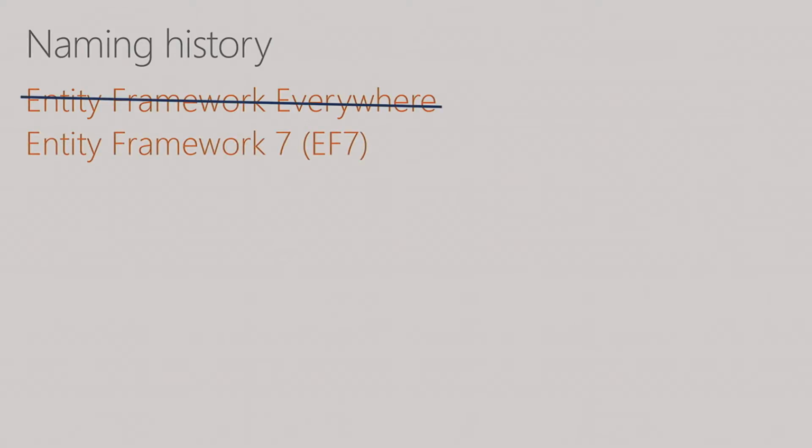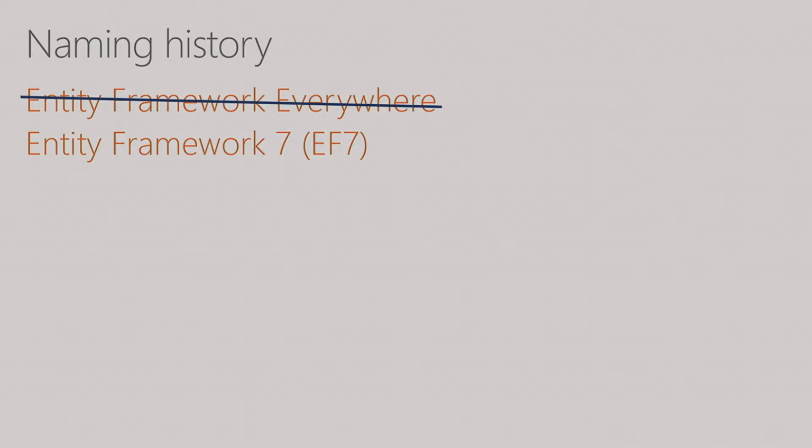All right, naming history. We started off a couple of years ago talking about Entity Framework Everywhere, which is the idea of taking a single data access stack and using it everywhere that you write code in .NET. We soon realized that what we were building was very much the next version of Entity Framework, so we ditched that name and we went with Entity Framework 7, which is what we talked about last Ignite. My session at last Ignite was called Entity Framework 7, Data Access Everywhere.